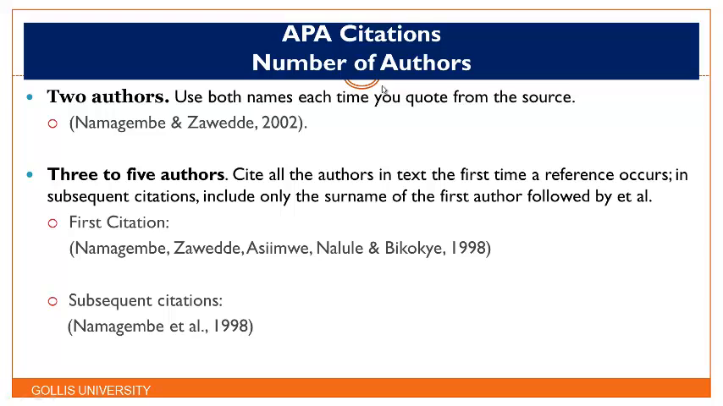In case there are 2 authors, we say use both names each time you quote from the source. For example, Namagembe and Zawede, 2002. Remember, these names are the author's last names. These are not their first names. These are their last names, okay?